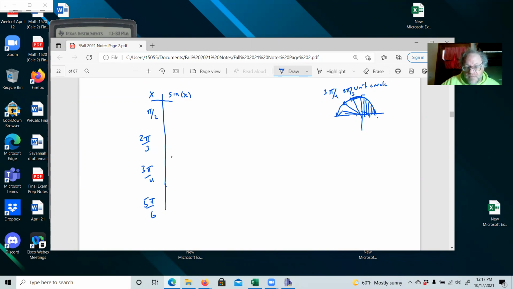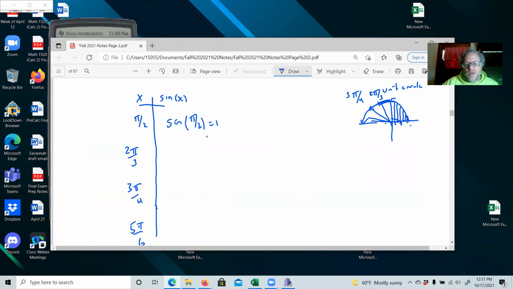So our sine of pi over 2, we said that was going to be equal to 1. Okay, and then sine of 2 pi over 3. Okay, what's the reference angle for 2 pi over 3?